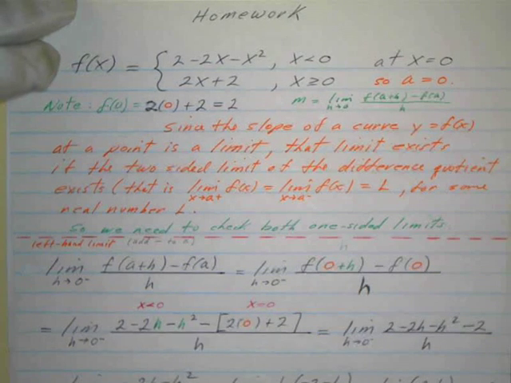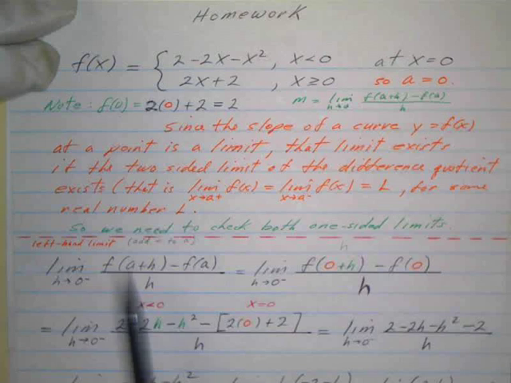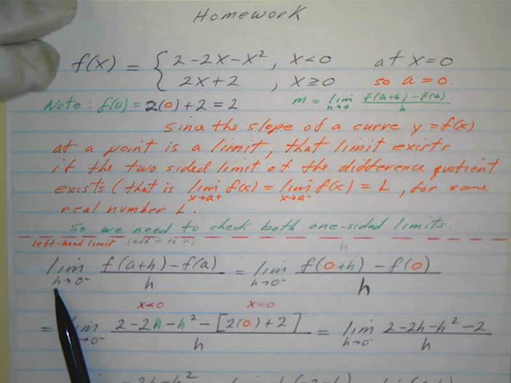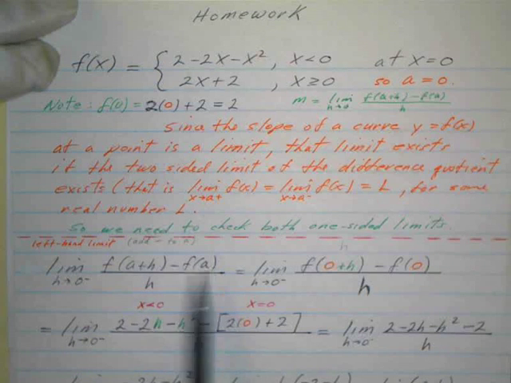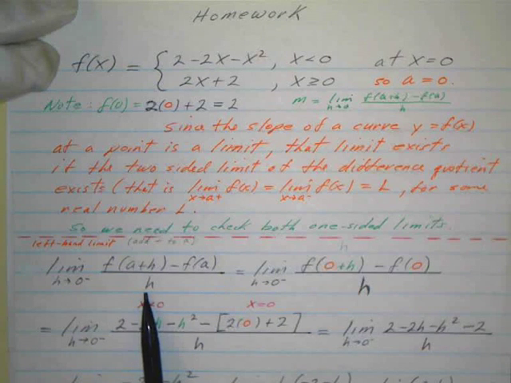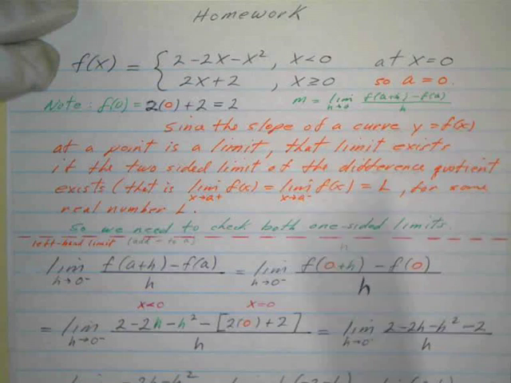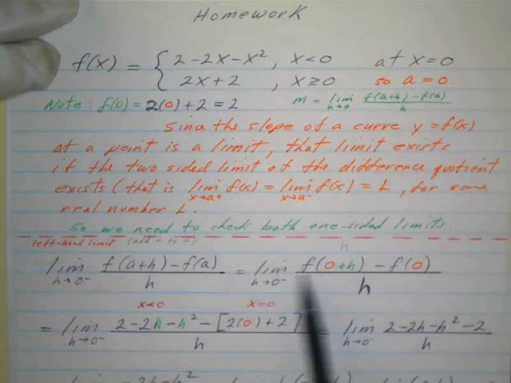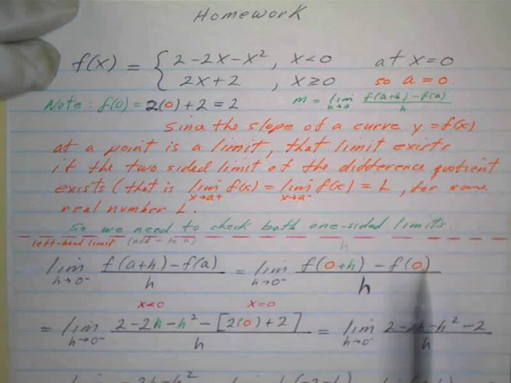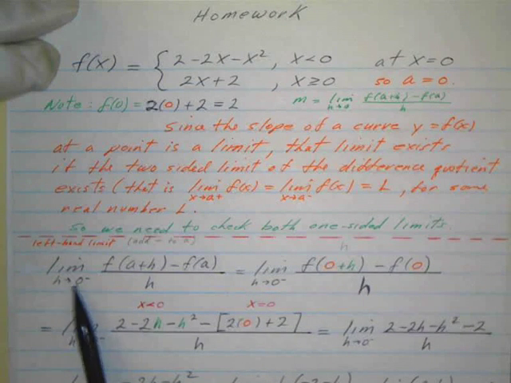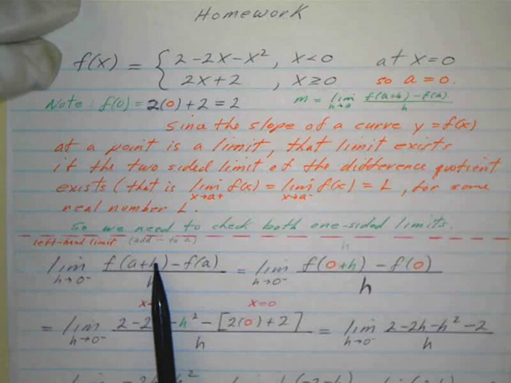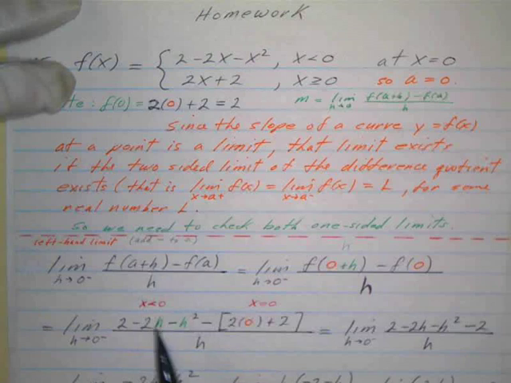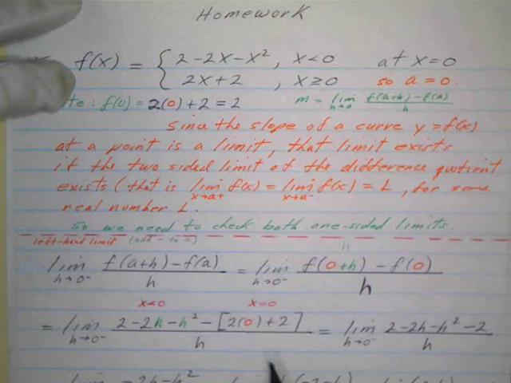Now if we look at the left-hand limit, this is the limit as h approaches 0 from the negative direction of f of a plus h minus f of a over h. And then I'm going to substitute because my a is going to be 0 from up here. So that's f of 0 plus h minus f of 0, all over h. Now remember, since h is approaching 0 from the left, it's going to be negative. So I'm going to be adding a negative number to a. A is 0, so that means this is going to be less than 0.